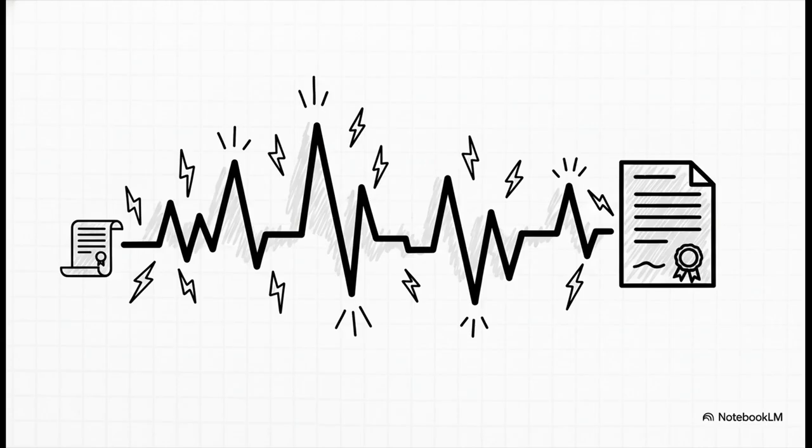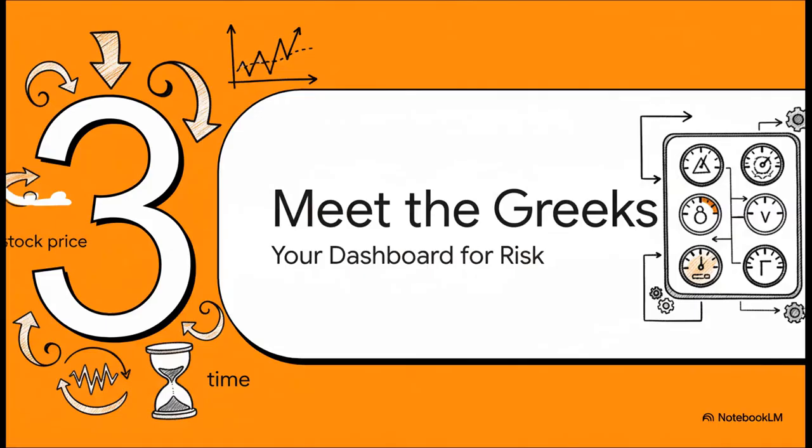And then you have the real wild card, market volatility. This isn't about what the stock did in the past. It's all about what the market thinks it's going to do in the future. If everyone expects a lot of drama and big price swings, options get more expensive because there's a better chance for a huge payout. So you've got the stock price, time, and volatility all pushing and pulling on your option's price at the same time. How on earth do you keep track of all this?